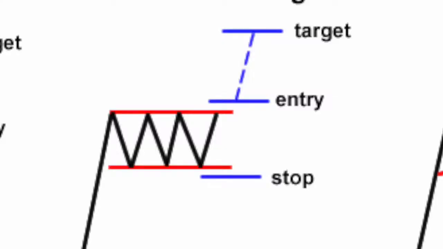The second, we have a bullish rectangle. A bullish rectangle is when the stock is trading sideways. It's going to trade sideways into a rectangle, and you can look for a breakout there.